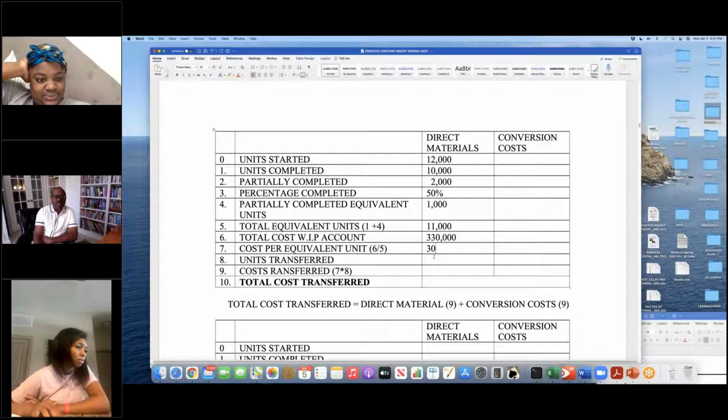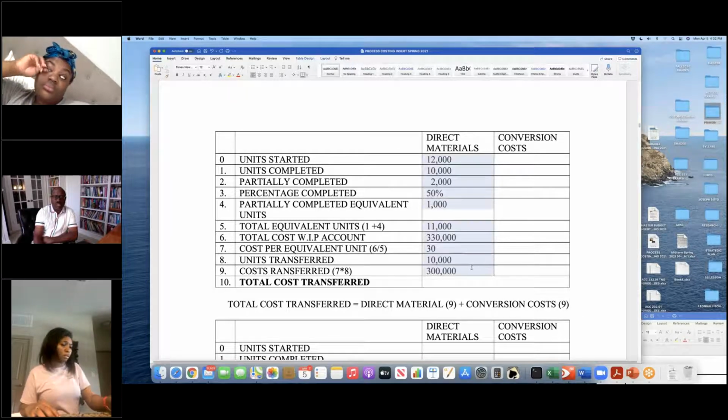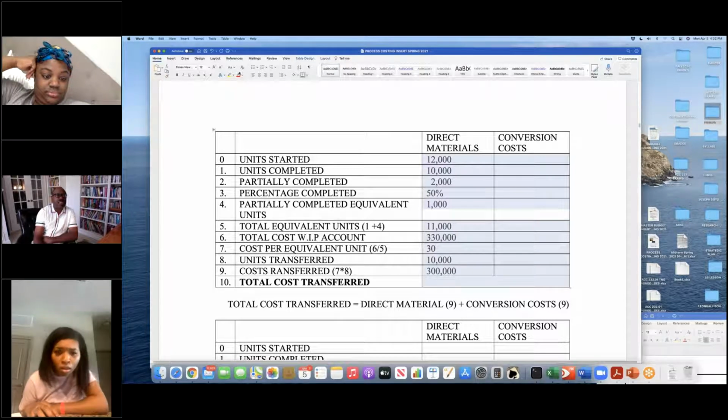And we said we transferred out 10,000. So therefore, the cost transferred is going to be 30 times 10,000. So we're transferring out 300,000.